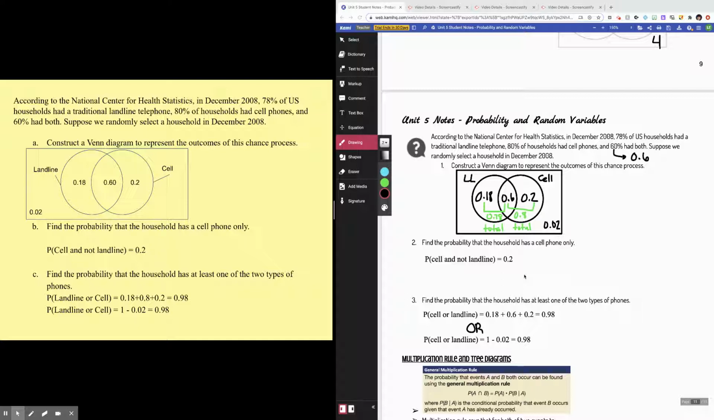And then number 3, there were a couple of different ways to find this, right? So this says probability of has at least one of the two types of phones, meaning they could have just a landline, just a cell phone, or both. So there's a couple of ways you can figure that out. You can either add everything inside the circles, which is that first thing that I did, or you can say, well, that's just 1 minus having none of those things. At least 1 is the same as 1 or 100% minus the probability of none. Okay, so that's this second way that I calculated this using the complement idea, right? 1 minus 0.02, and you get the same answer either way, which is kind of awesome.